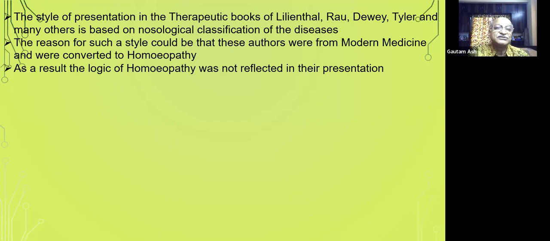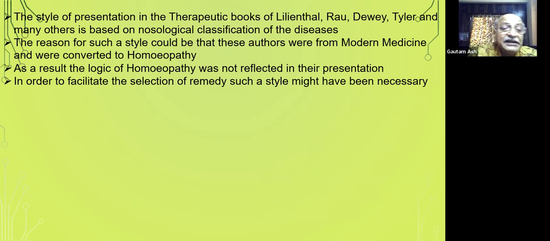I am not criticizing those people. I am not criticizing those manuscripts, those books which are available. But I can say that the reason for such a style could be that these authors were from modern medicine and were converted to homeopathy. Therefore, they always had the idea of going for diagnostic aptitude, to find out the etiology and pathophysiology, and based on that, they would treat. That's why they wrote the therapeutic books on that line. As a result, the logic of homeopathy was not reflected in their presentation in those books. I'm sorry to say, but you go through the books and see whether I'm wrong or right. You will get the truth.